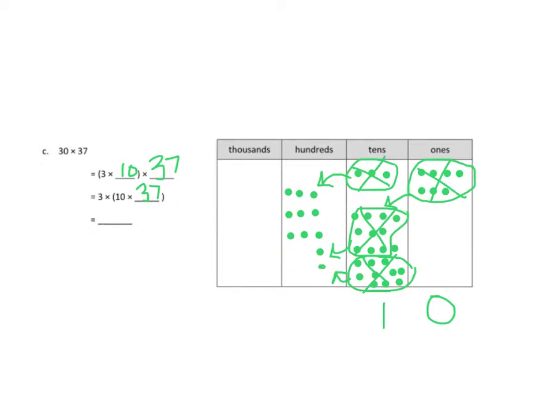So we have 1, 2, 3, 4, 5, 6, 7, 8, 9, 10, 11. So again, we need to regroup all but 1. So we have 1 here. So this 1 can be brought down, and this 1 can be brought down also. So our answer is going to be 1,110.